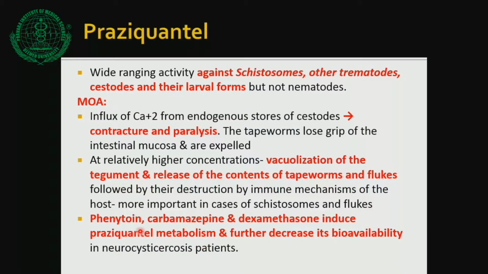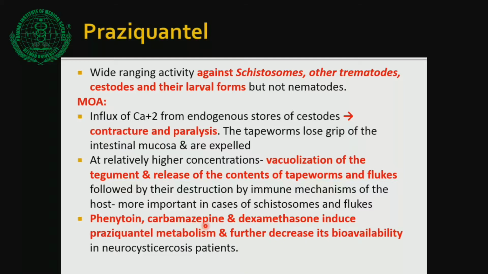One very important thing is if we are giving Praziquantel for neurocysticercosis, cysticerci of Taenia solium. Cysticerci means the larval form of Taenia solium. When they migrate to the brain, they can cause neurocysticercosis. And in neurocysticercosis, epilepsy or seizures can occur, so we have to give an anti-epileptic drug, and for preventing cerebral edema, we have to give dexamethasone.